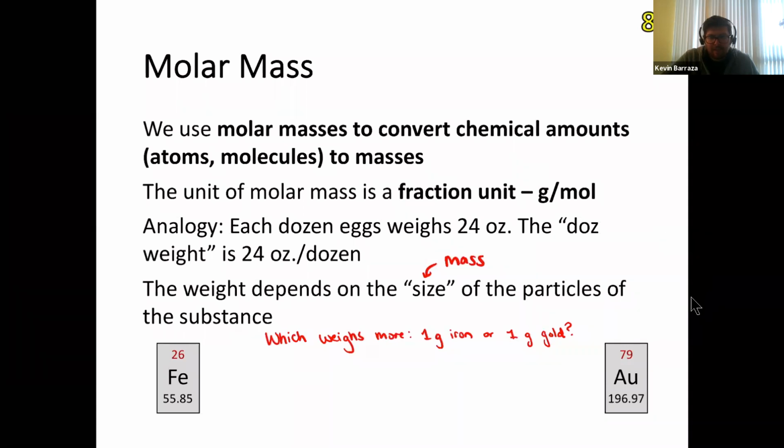Okay, so as we're coming back, question. Going back to these elements, which weighs more, 1 gram of iron or 1 gram of gold? So let's see if I can trick you now. Which weighs more, a gram of iron or a gram of gold? And it's a trick, right? But yeah, they weigh the same. Okay, gotcha. But which contains more atoms, a gram of iron or a gram of gold?